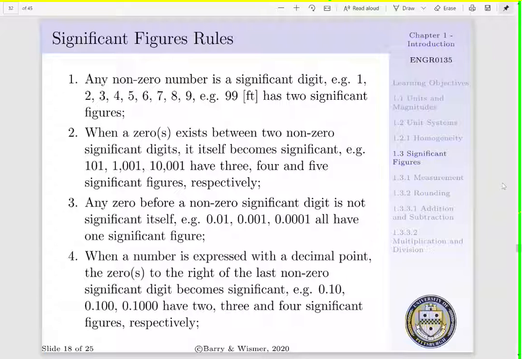When a number is expressed with a decimal point, the zeros to the right of the last non-zero significant digit become significant. For example, 0.10 has 2 significant digits. 0.100 has 3 significant digits. 0.1000 has 4 significant digits.